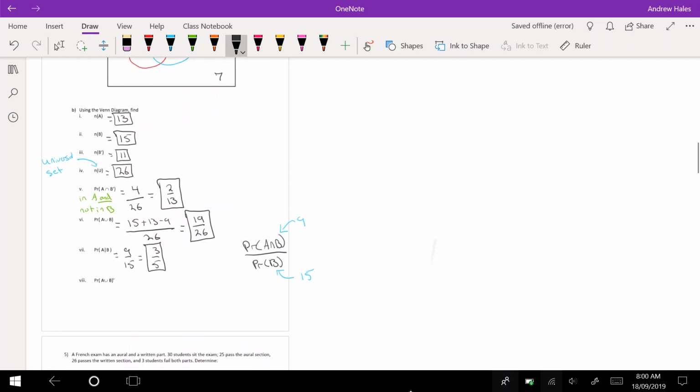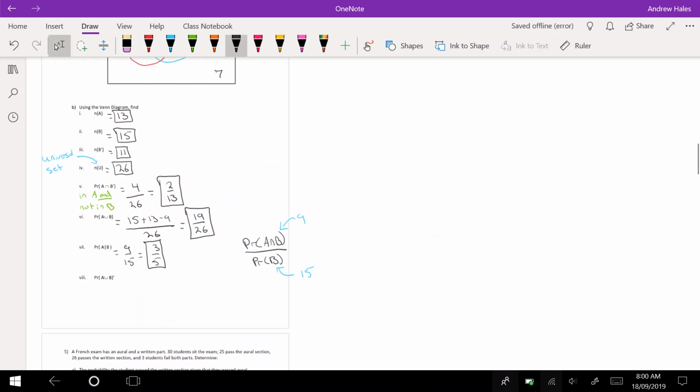And now, what is not in anything? So what is not in the union? Well, the union is 19 out of 26. So you just take that away. That's just 1 take away the probability of the union, which is 7 out of 26.